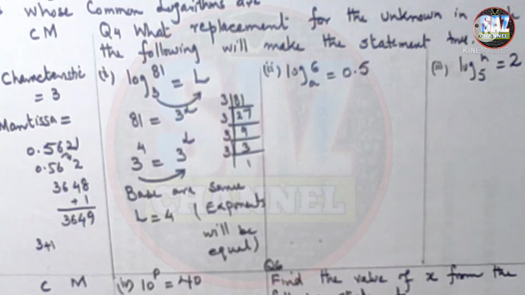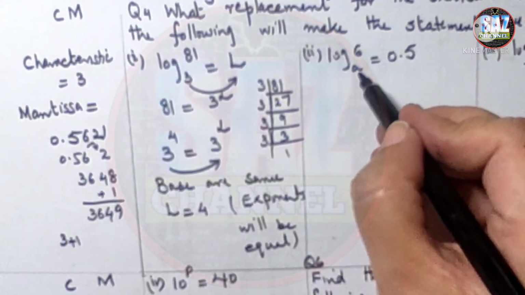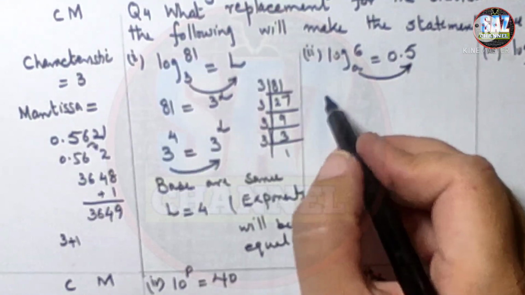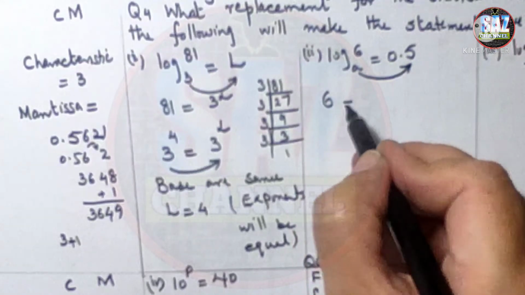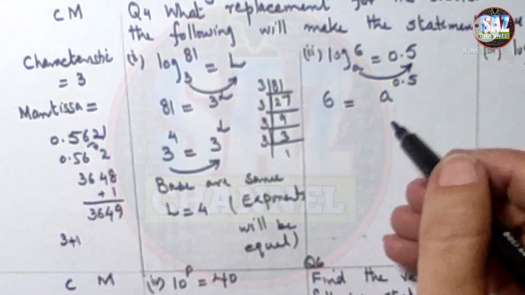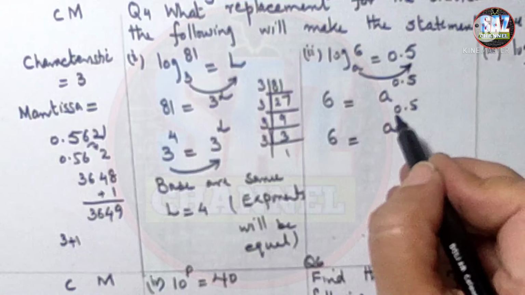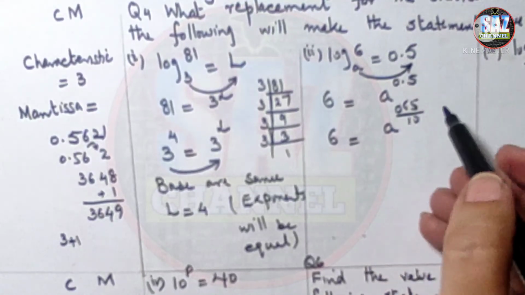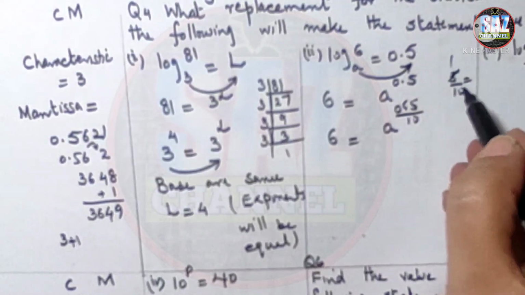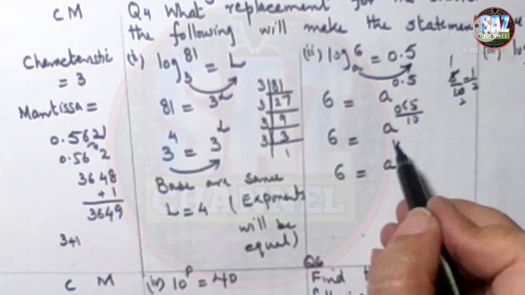You must support your working with statements, otherwise the examiner will not give you full marks. Moving to the second part, again the question is log 6 to the base a equals 0.5. First of all, we have to turn the logarithmic equation into exponential form. 6 equals a raised to the power of 0.5. Now 0.5 can be written as how? I have to remove the decimal. It becomes 5 by 10, and 5 by 10 reduces to 1 by 2. So 6 equals a raised to the power 1 by 2.